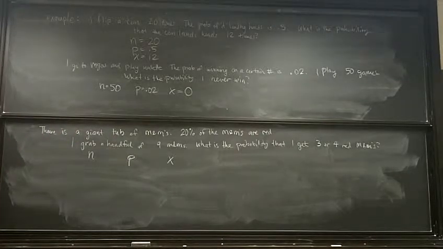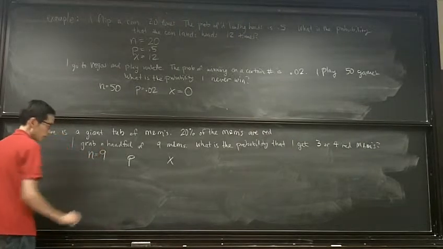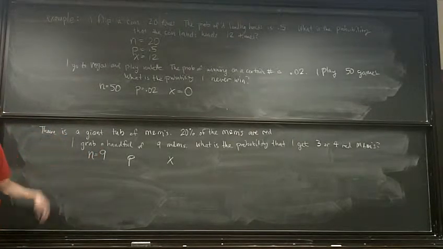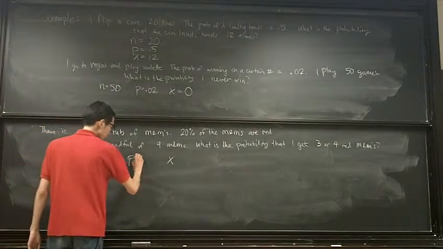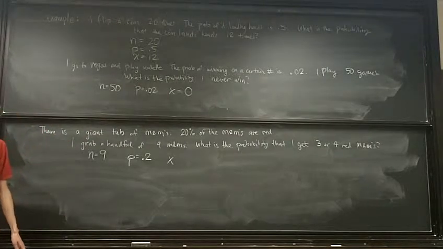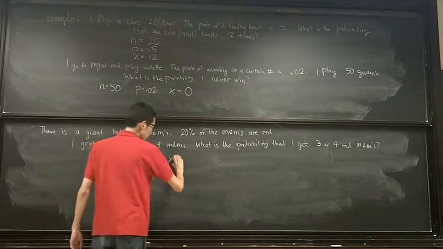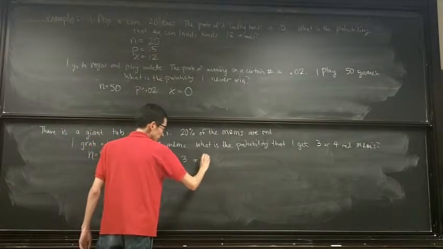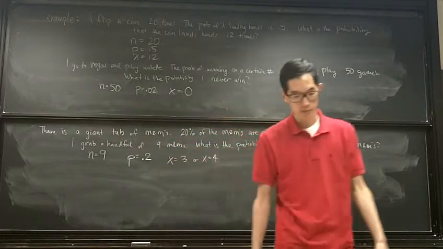Okay, what is n? 9. Okay, I'm grabbing 9 M&Ms. What's the probability of success? 0.2. 20% of the M&Ms are red. And what is x? 3 or 4. So I'm looking for x equals 3 or x equals 4. Okay. Let's try to answer this.